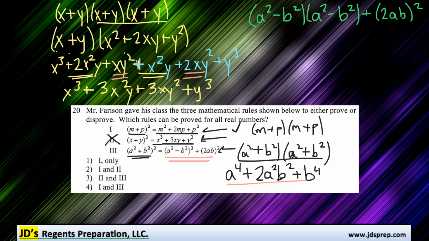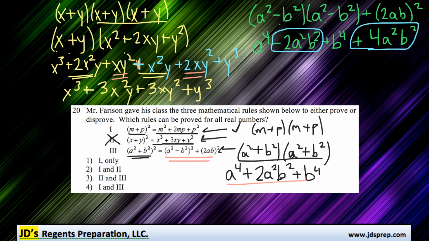I'm working up on the right-hand column here. First we're going to expand these using the FOIL method, and we would get a to the power 4 minus 2a squared b squared plus b to the power 4. And then over here, if we square 2ab, we would get 4a squared b squared. Now we do have some common terms here we can combine. You can combine the a squared b squared terms. Then we would have a to the power 4 plus 2a squared b squared plus b to the power 4.